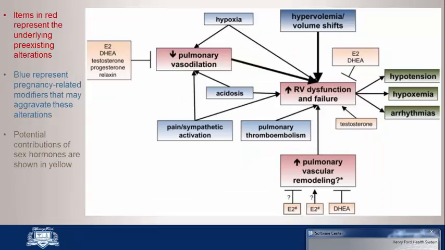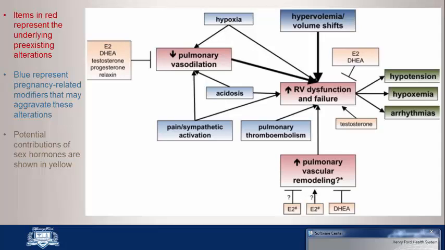Trying to understand what happens altogether in a pulmonary hypertension patient is very complicated because there are so many factors that play in the changes during that time. It can be hormonal, it can be volume related. If you look at the red boxes, this is the underlying abnormality in these patients: they can't vasodilate, they have RV dysfunction, and they have pulmonary vasculature remodeling. Then you put on top of that the new factors that happen in pregnancy: the increase in volume, the hypoxia, which worsens these two, pain, and also if they develop PE, which also worsens these two, along with acidosis.